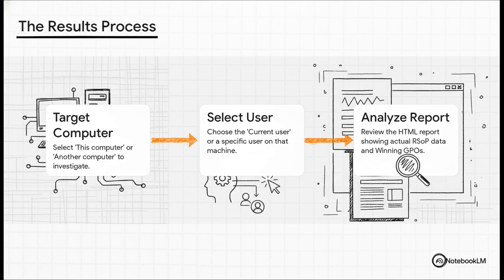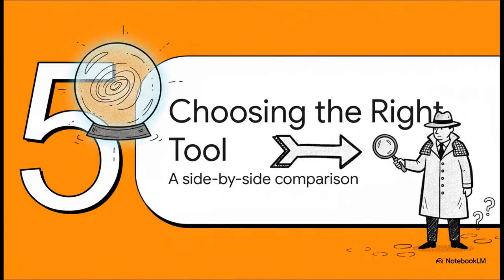And the process is going to feel very familiar to modeling, but what's happening under the hood is completely different. You target a real computer and user. The wizard then queries that actual machine, and then you get that all-important report showing you exactly what's happening on the ground. Okay, so we have our crystal ball for prediction and our detective for investigation. Now, let's put them side by side to make it absolutely clear when you should be using each one.